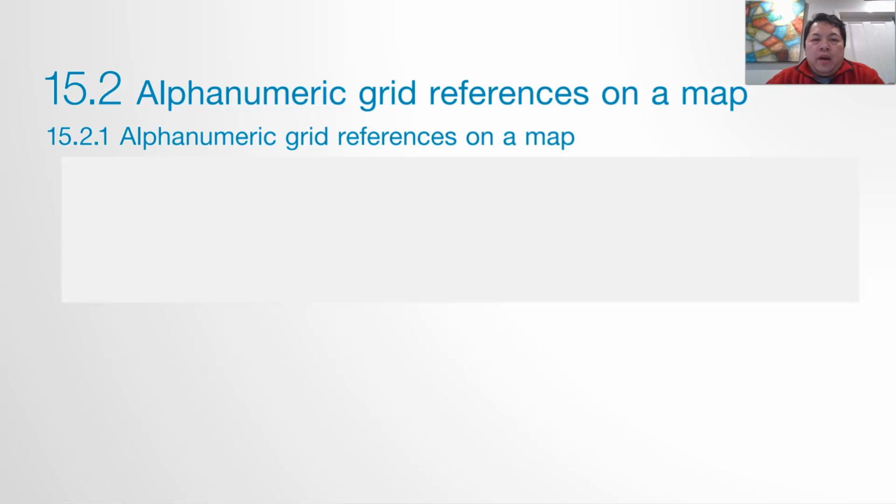Okay, so let's look at alphanumeric grid references on a map. Most of us have gone through different states or maybe even some foreign countries whereby we are given tourist maps. In these tourist maps, most of them have alphanumeric grid references. So let's see an example. I'll show you an example later on.